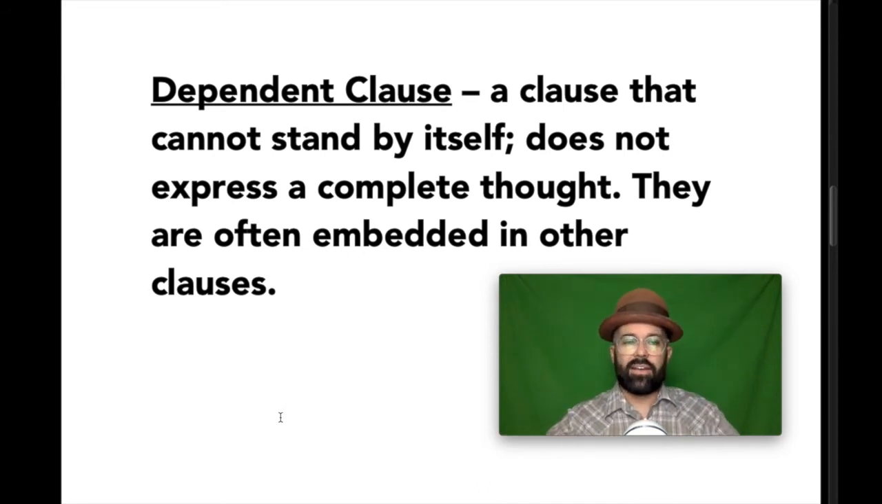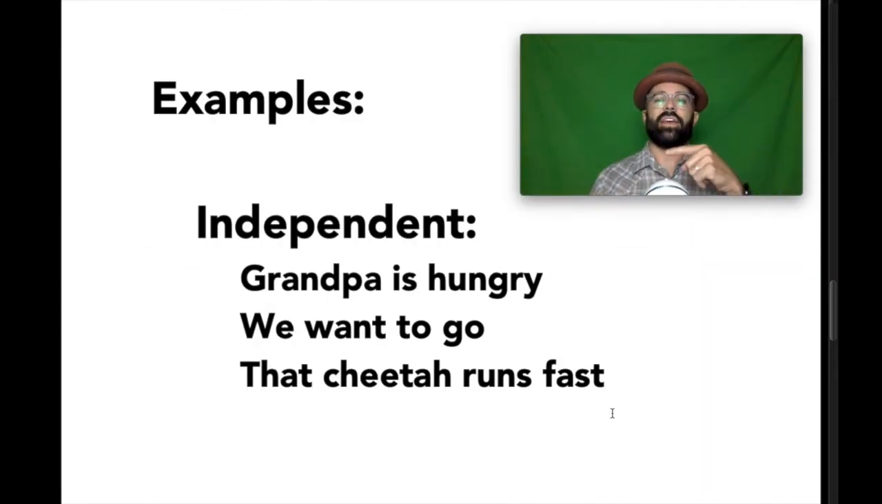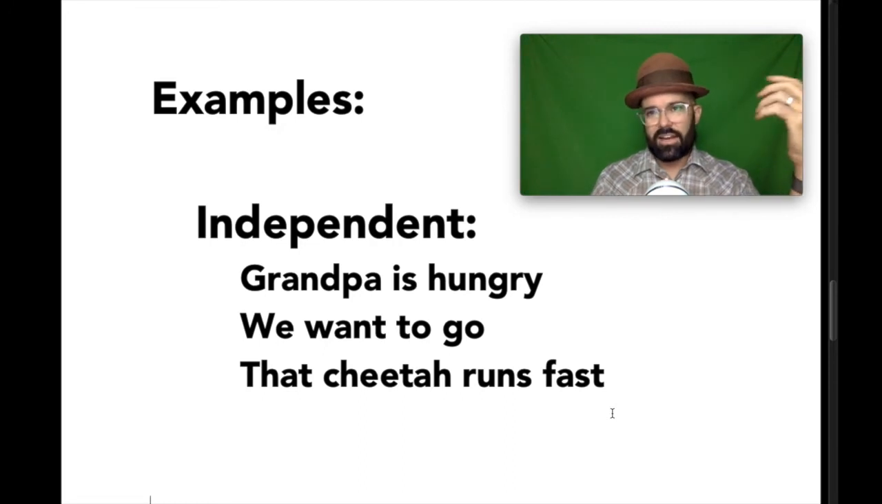Okay, now that we've got a few definitions handy, let's take a look at some examples. And hopefully things will become even more clear. All right, so take a look at these over here. These are examples of independent clauses. And I think as you read them or as you hear them, you will understand how these could in fact be complete sentences. They could be complete thoughts.